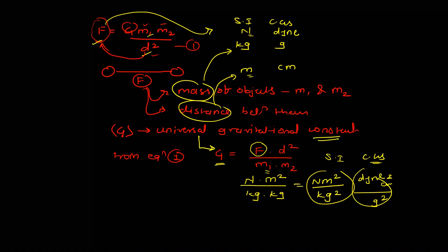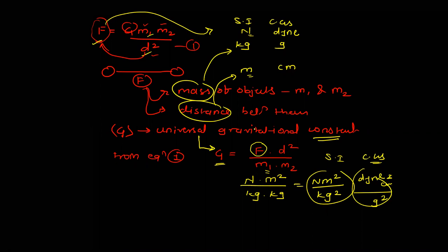Clear with this? So in this way, you can find out the answer. देखो आपको MCQ में पूछ सकते हैं: write down the SI unit of capital G, or universal gravitational constant. तो अगर नहीं पता, तो you can do these calculations. By understanding, you can regenerate that at the time of exam.